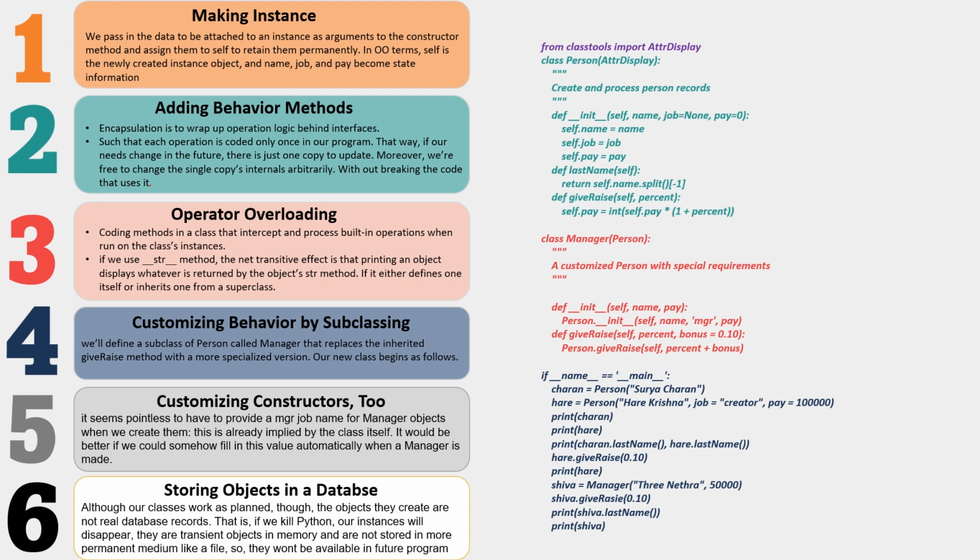Although our classes work as planned, the objects they create are not real database records. Do you feel that or not? Yes, that is, if we kill Python, our instances will disappear. So they are transient objects in memory and are not stored in a more permanent medium like a file. So they won't be available in the future program units, whatever instances you are creating. So now what we can do? Now the question pops in our head is how to make them permanent.